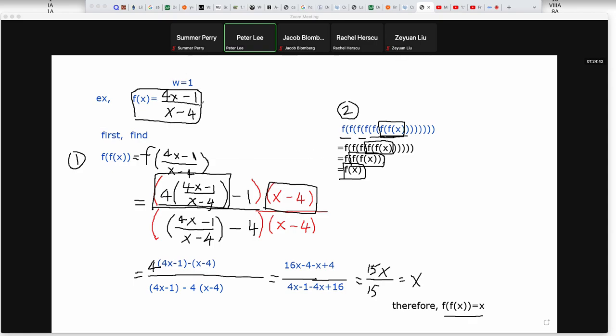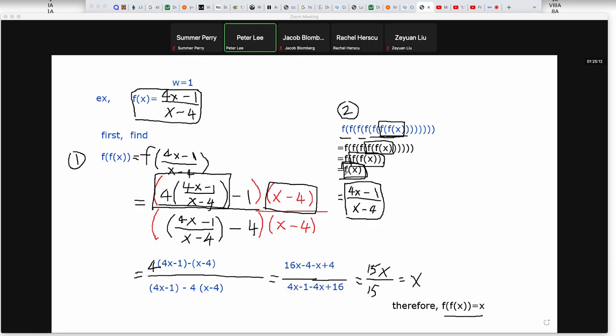So how do you end up with x and not the 4x minus 1 over x minus 4? Because if f of x is 4x minus 1 over x minus 4, right? Yeah, like as you wrote. You can write it down as 4x minus 1 over x minus 4. If you write this, that's okay. That will be full credit as well. That's also the answer. Either this, or you can just leave it as f of x.